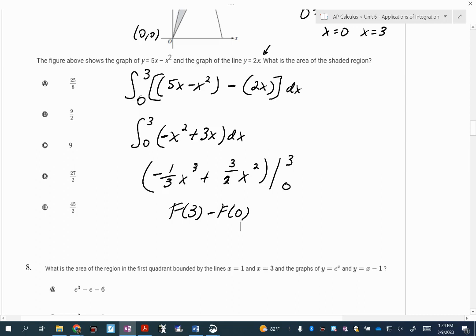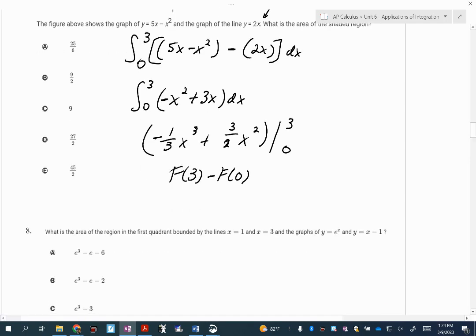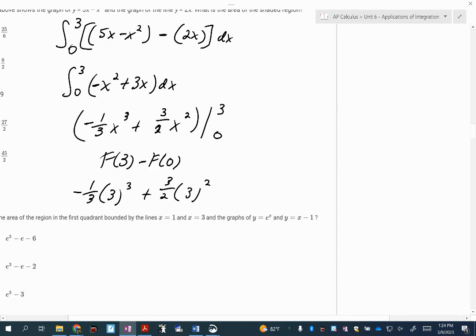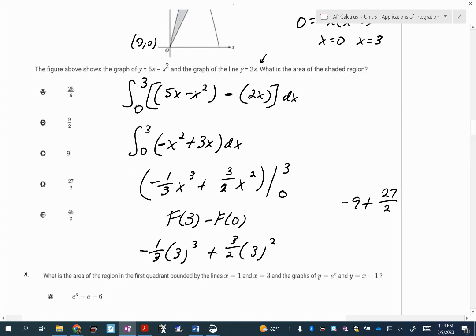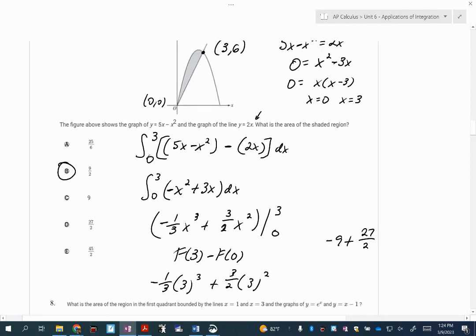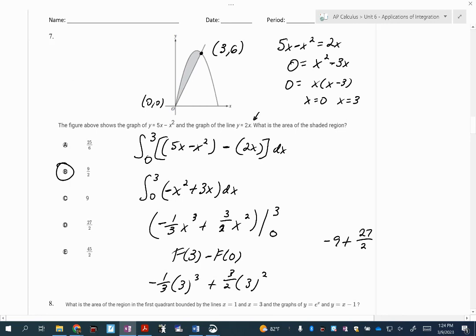So f of 3 minus f of 0 just means I'm going to plug in 3. So negative 1/3 times 3 cubed plus 3/2 times 3 squared. That's going to give me negative 9 plus 9 times 3, which is 27/2. Get a common denominator: negative 18/2 plus 27/2 is 9/2. So for number 7, the answer is B.